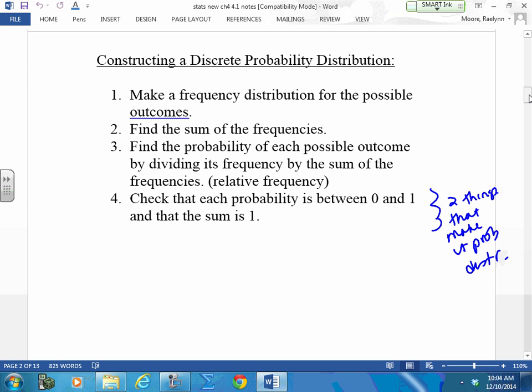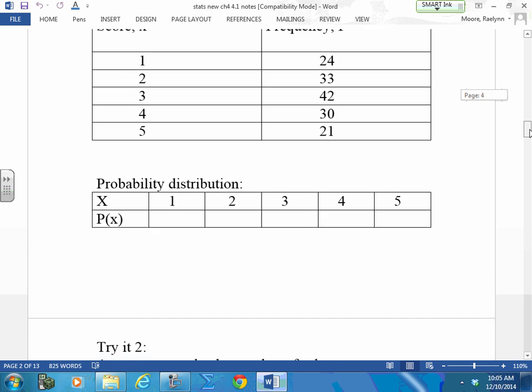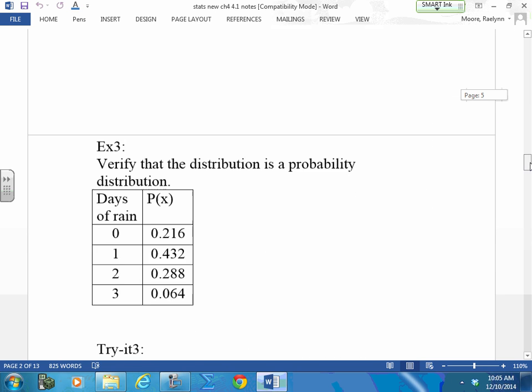Good? Okay, now I'm going to jump over this first, and I'm going to go over to examples 3 and 4 first, because I want to verify that they're probability distributions first. We're going to verify that this is actually happening before we figure out how to construct one. So I'm jumping to example 3. We're going to come back to 2.